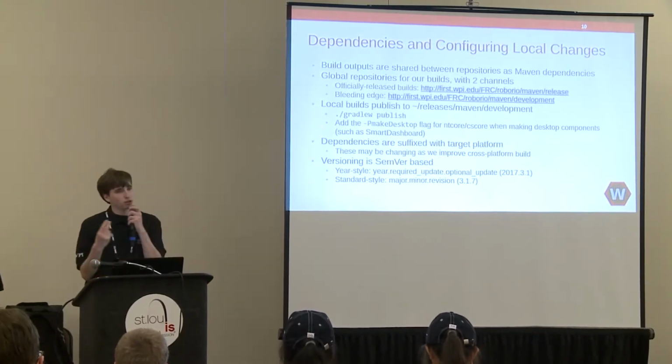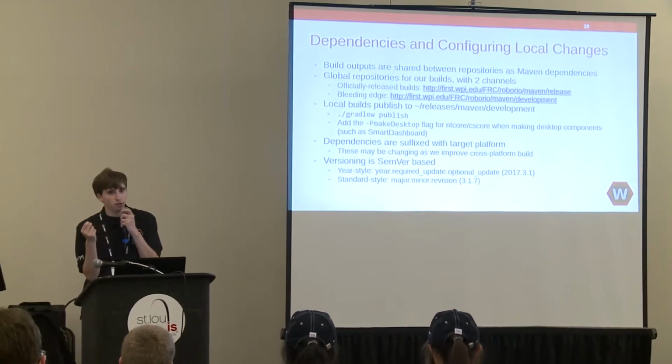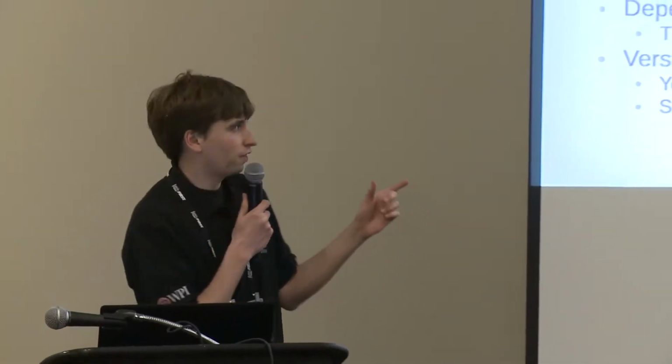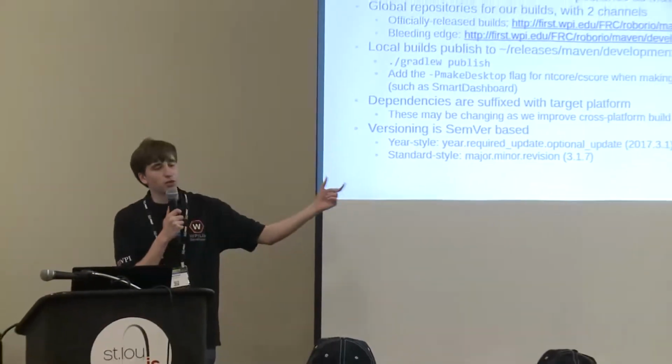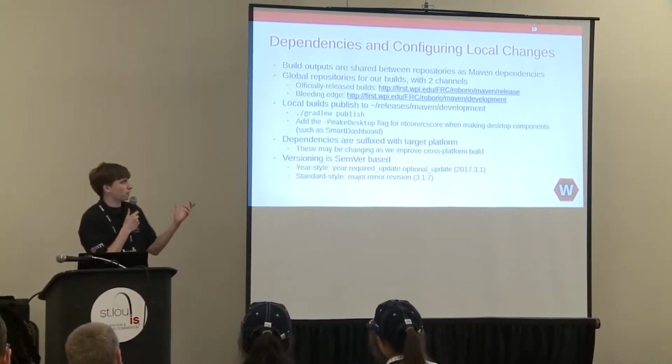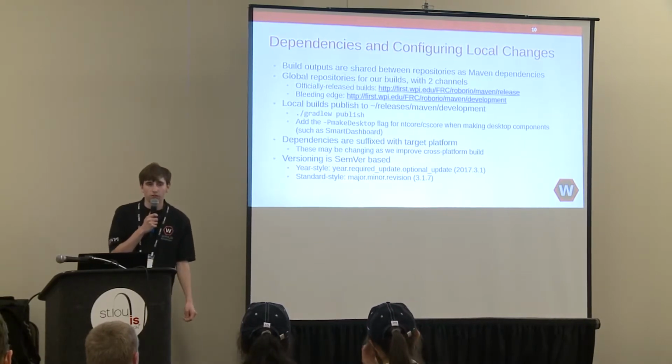And we have 2 different versioning schemas. For some things like WPILib, we have a versioning schema that's very specific to FIRST because it makes a lot of sense. The versioning schema for FIRST, like WPILib and those sorts of tools, is the current year, and then the required update. As in, you need to be running this version in order to be legal to run on a FIRST field. And then the last number is the optional update. You can run any of the optional update versions. You don't need to have the highest of that in order to be legal to run on a field.